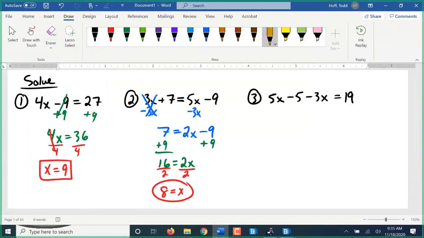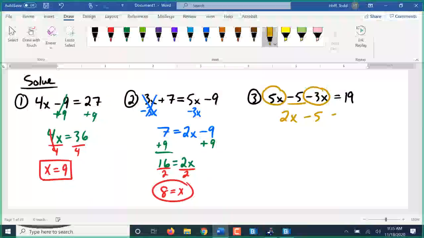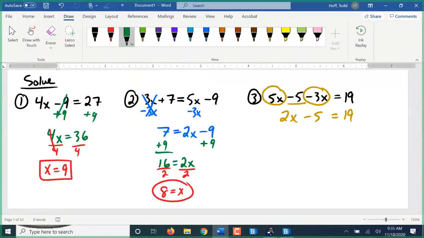Number 3. Again, first step, combine on either side. Well, here on the left side, I can combine the 5x and the negative 3x to get 2x. Still have the minus 5 there, equals 19 on the other side. So I've combined everything I can combine. The variable is already on just one side, so we'll solve.